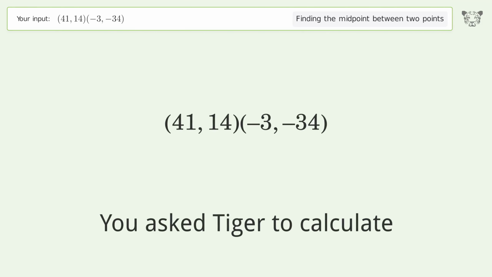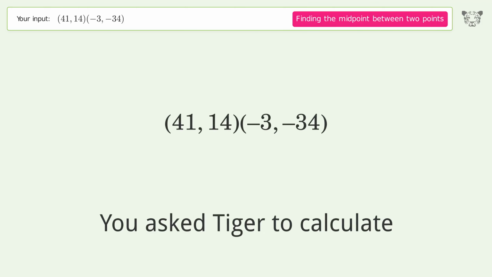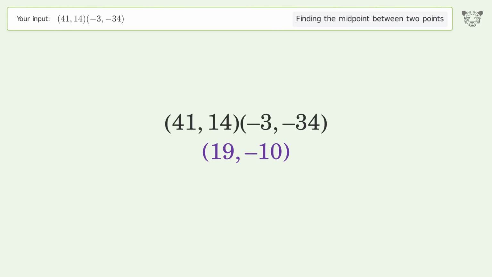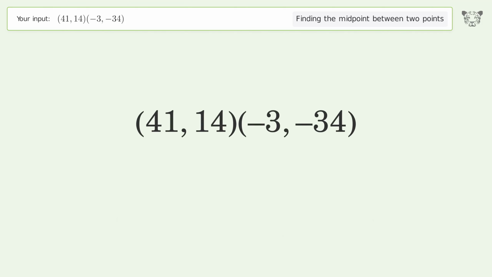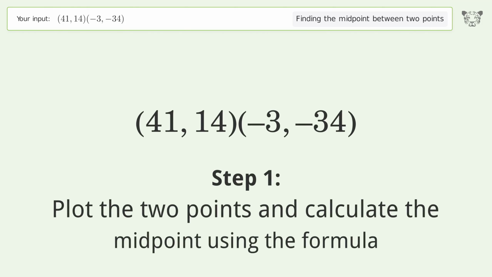You ask Tiger to calculate. This deals with finding the midpoint between 2 points. The midpoint between the 2 points is 19, -10. Let's solve it step by step. Plot the 2 points and calculate the midpoint using the formula.